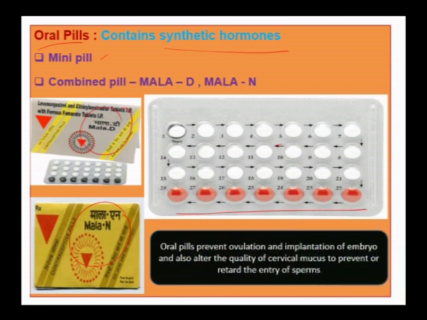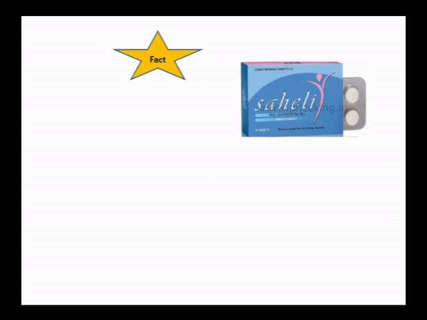Oral pills prevent ovulation and implantation of the embryo, and also alter the quality of cervical mucus to prevent or retard the entry of sperm. This is how they prevent fertilization and pregnancy. They do not allow ovulation and implantation to happen. So that's why they are said to be contraceptive methods.